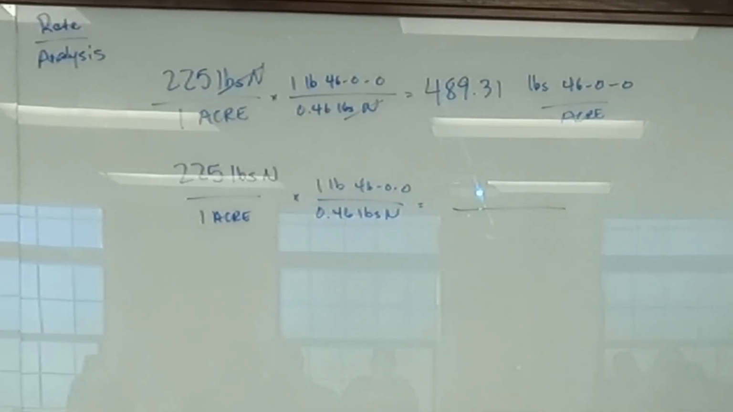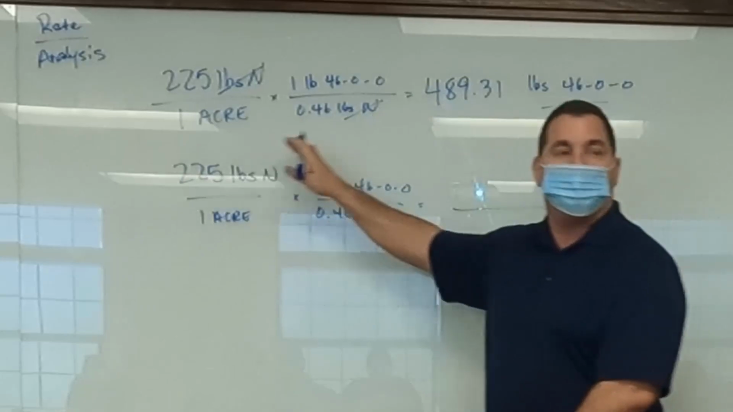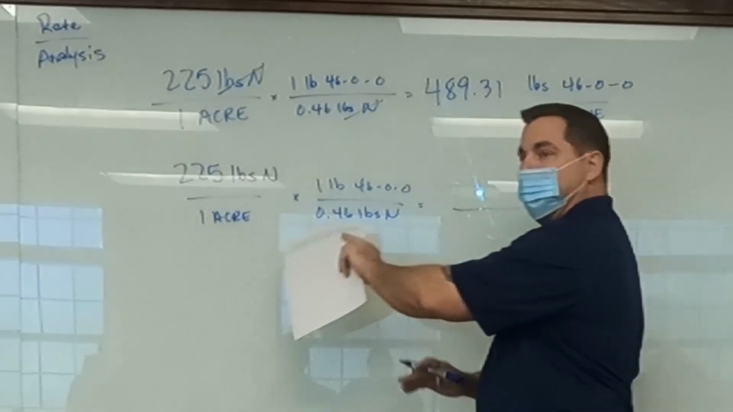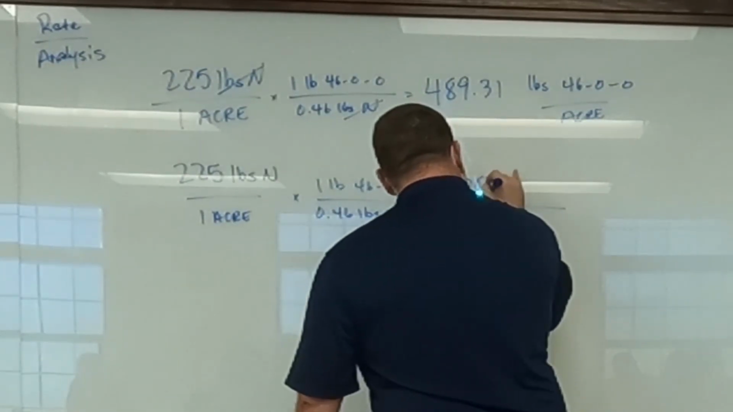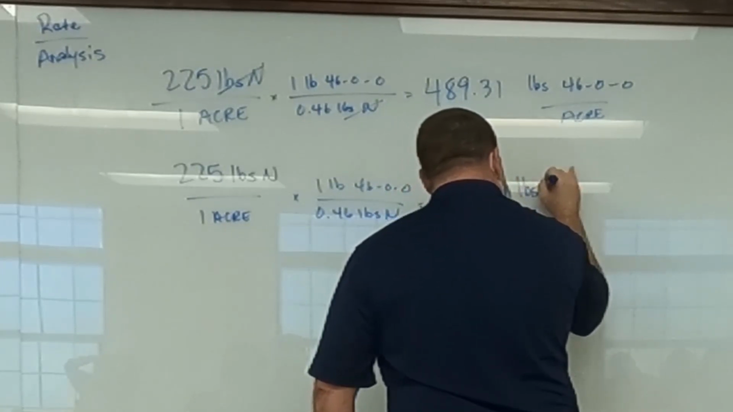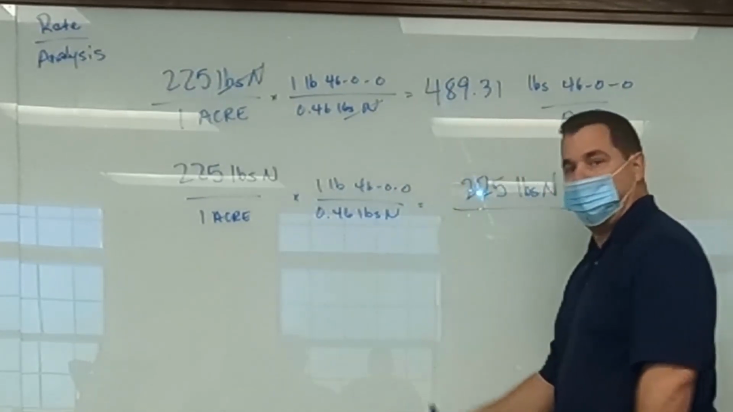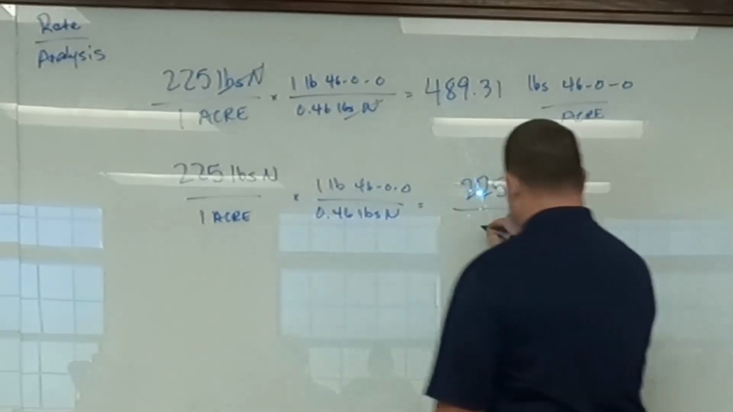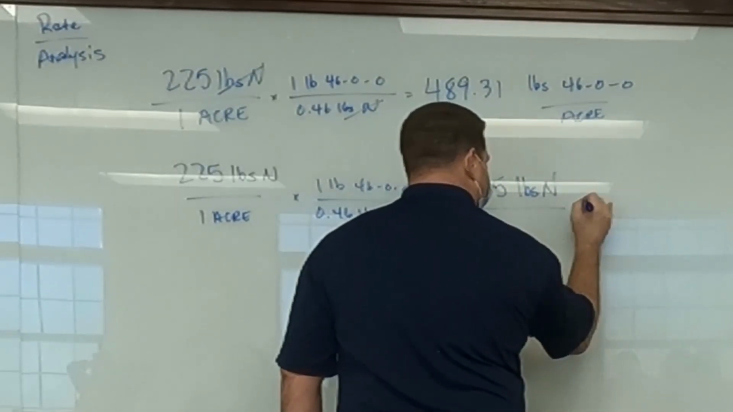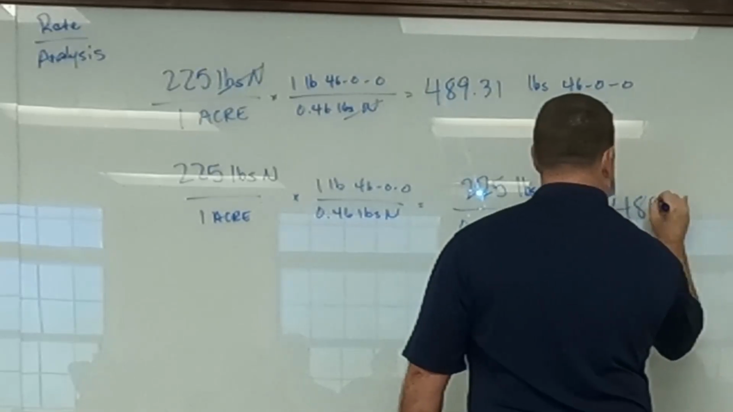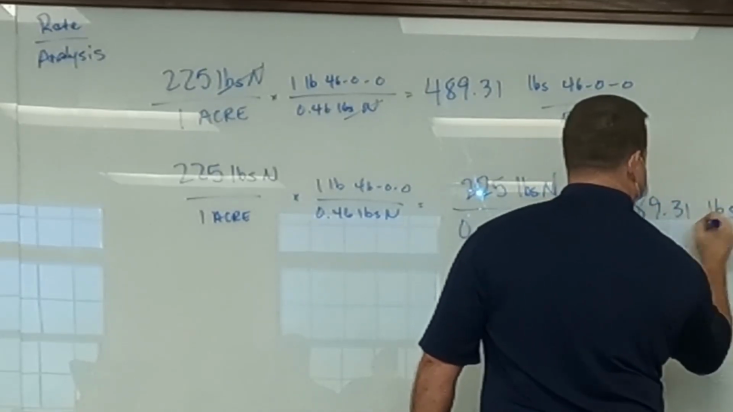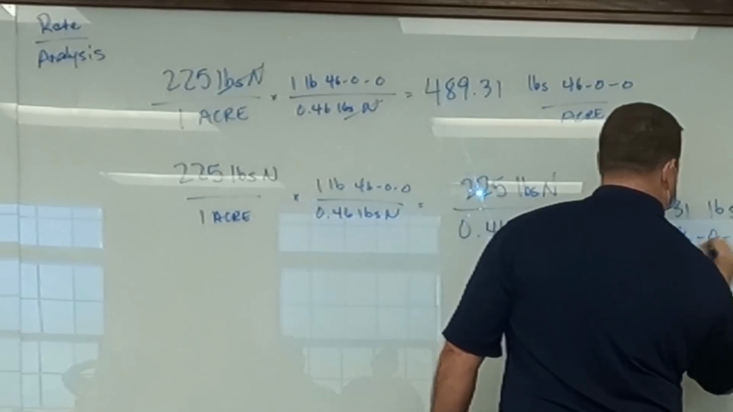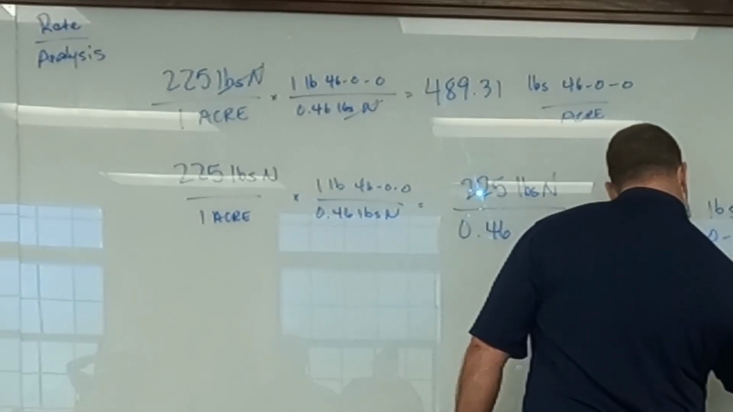In my soils class, I have one student who thinks that it is a cross multiplication and division. If it were an equal sign, it would be, but it's not. What I want you to think about is that we're going to multiply across. So 225 times 1 is 225 pounds of N. 1 times 0.46, 0.46. And that still equals 489.31 pounds of 46-0-0 per acre.